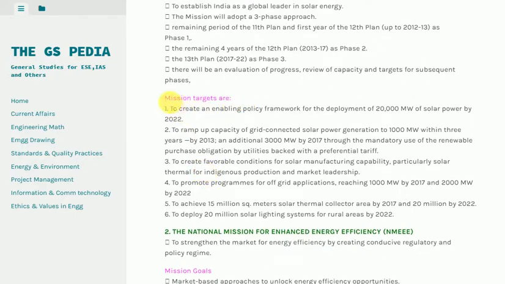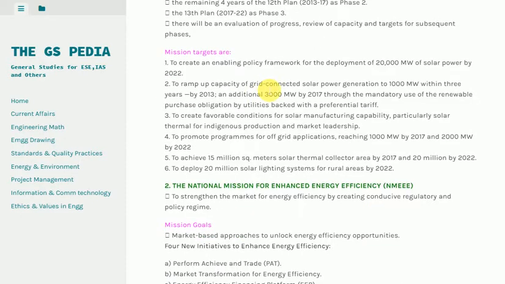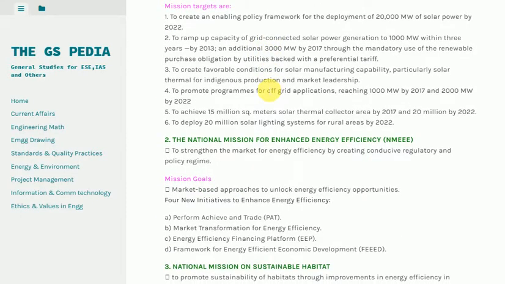1. To create an enabling policy framework for the deployment of 20,000 MW of solar power by 2022. 2. To ramp up capacity of grid-connected solar power generation to 1,000 MW within 3 years by 2013. An additional 3,000 MW by 2017 through the mandatory use of the renewable purchase obligation by utilities backed with a preferential tariff.